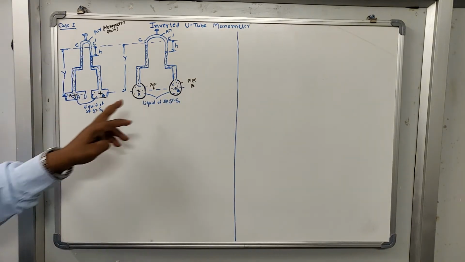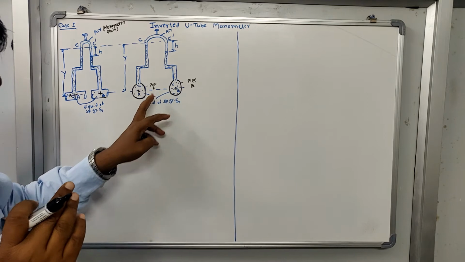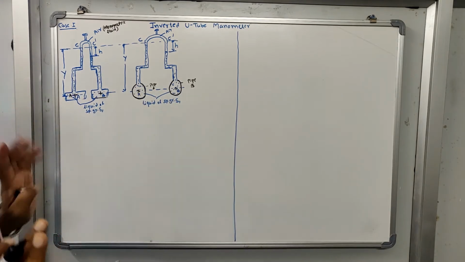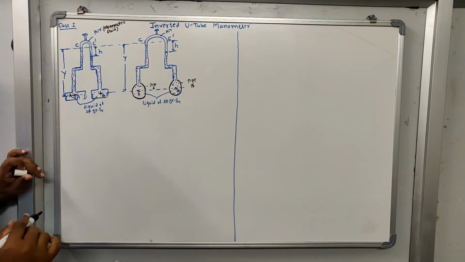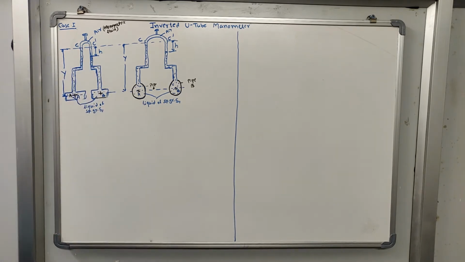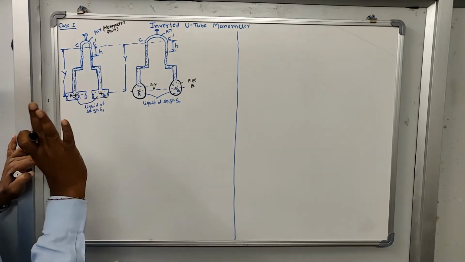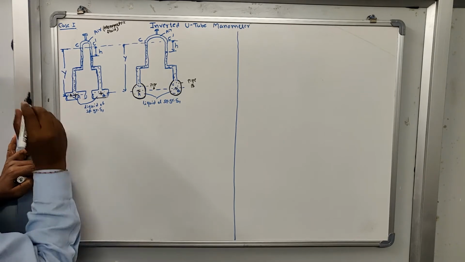In both the pipes the same liquid is flowing, which is very important, of specific gravity S1. Suppose this is a manometric tube. Now, as I told you, to develop the gauge equation you start from either point A or point B. Let us start from point A.